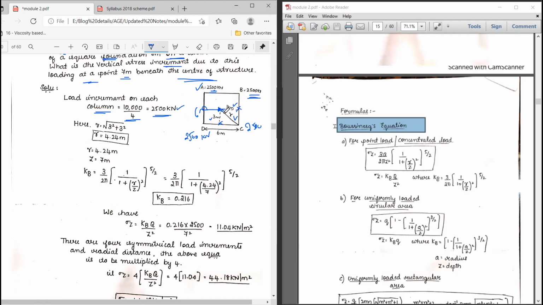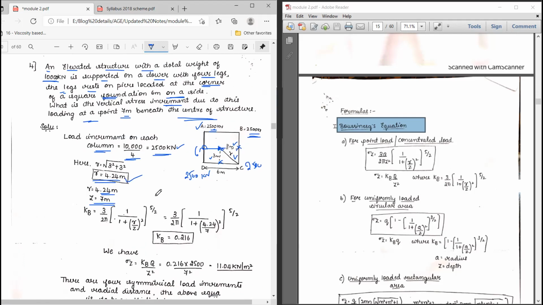All of you know that this is a right angle triangle. You just apply Pythagoras theorem: hypotenuse square is equal to the sum of the squares of the other two sides. So you are going to get the radial distance. So the radial distance is how much? 4.24 meters, and the depth is 7 meters.